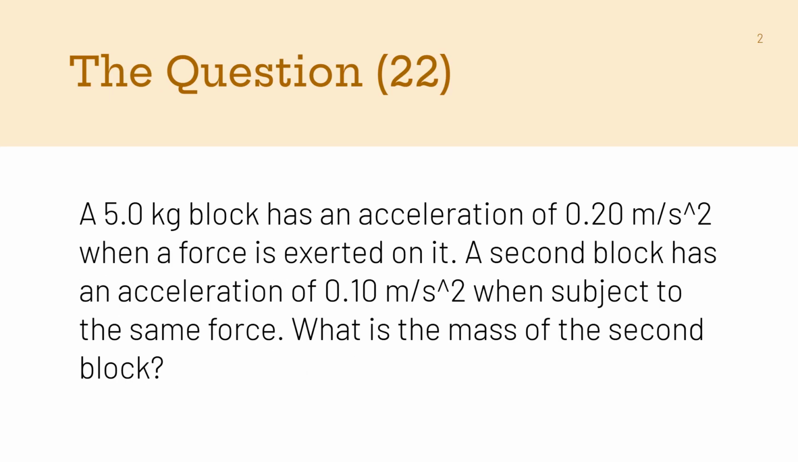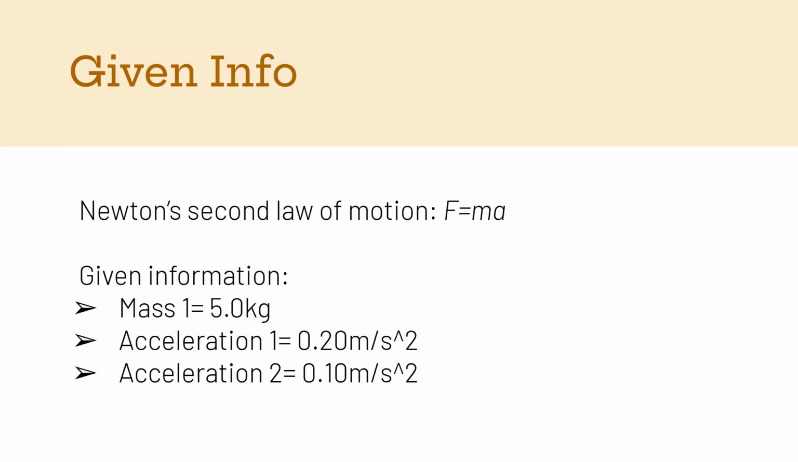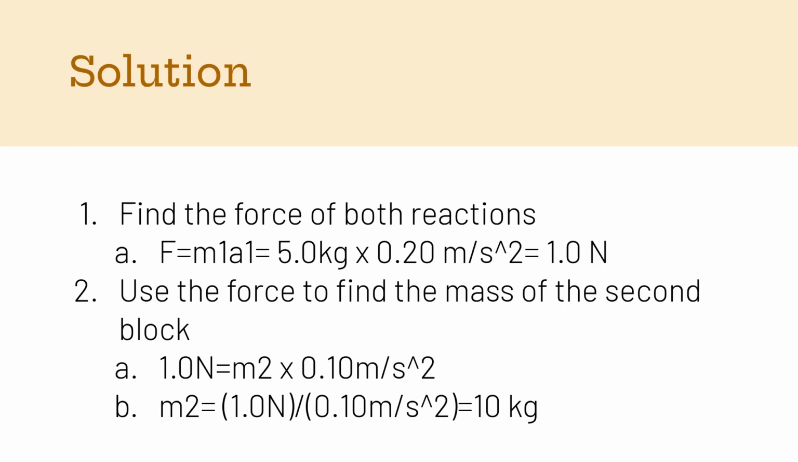And then if we look back at the question, you can see that they have the same force exerted. So since it's the same force, it's going to be equivalent, and we can use that 1 newton that we just found, place it back in, and use it to find the mass of our second block. So that's going to be 1 newton equals mass of the second block times 0.10 meters per second squared.